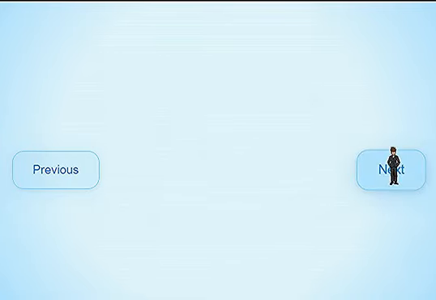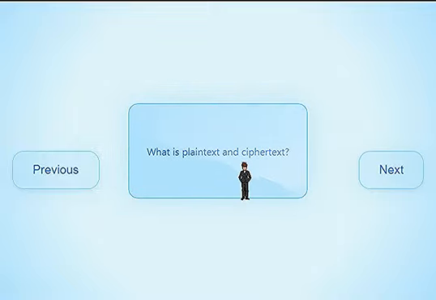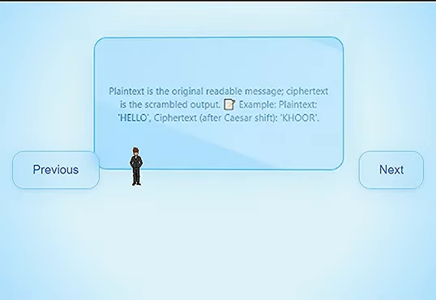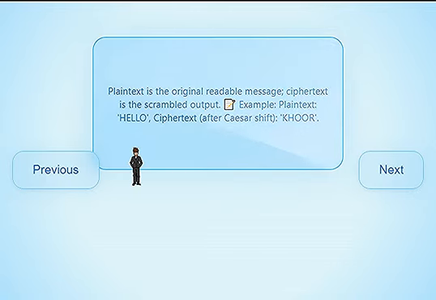Next question. What is the difference between a message in plain text and a message that has been encrypted into ciphertext? You have 5 seconds to think of the answer. Time's up. Plain text is the original readable message, and ciphertext is the scrambled output. In other words, plain text is the message that you want to send, and ciphertext is the message that gets sent after it's been encrypted.